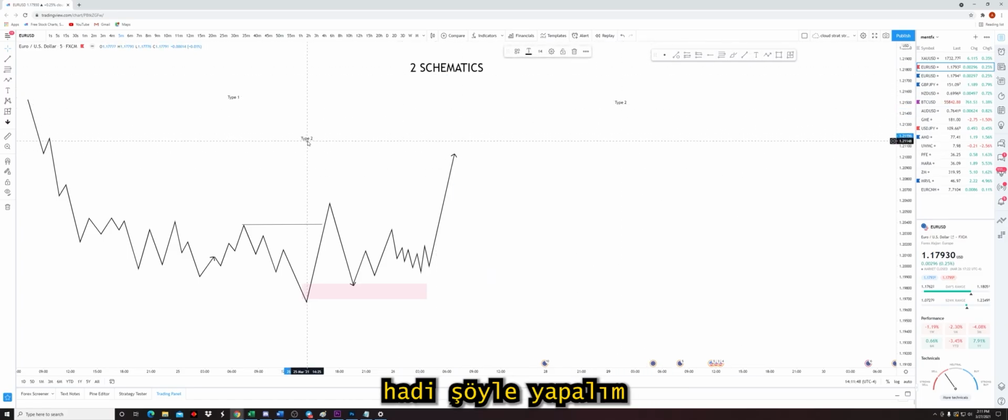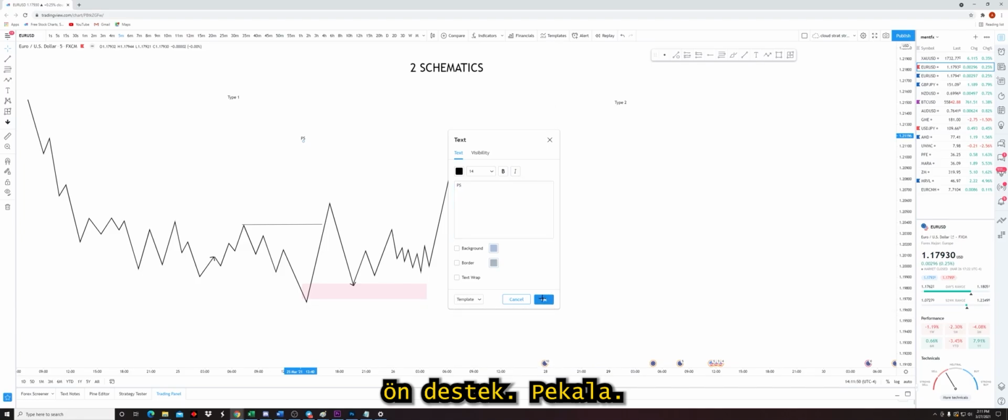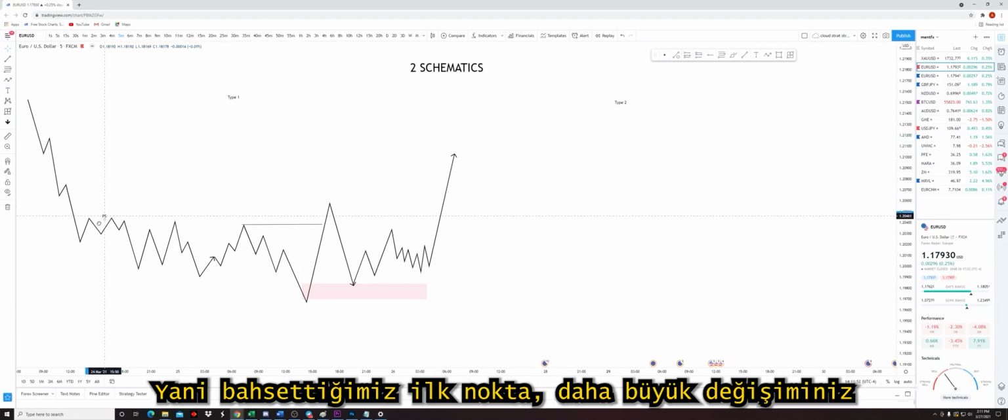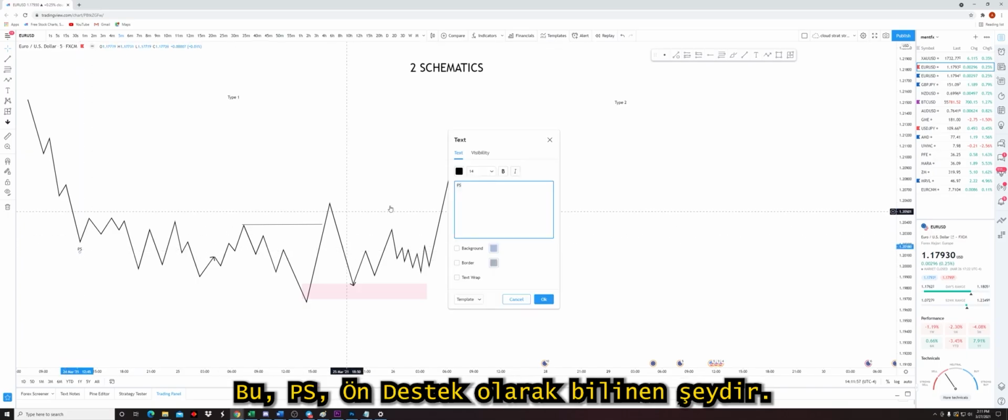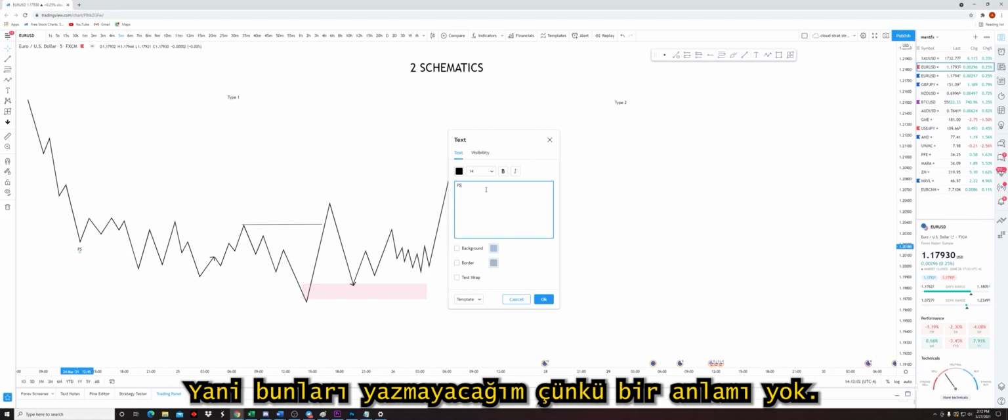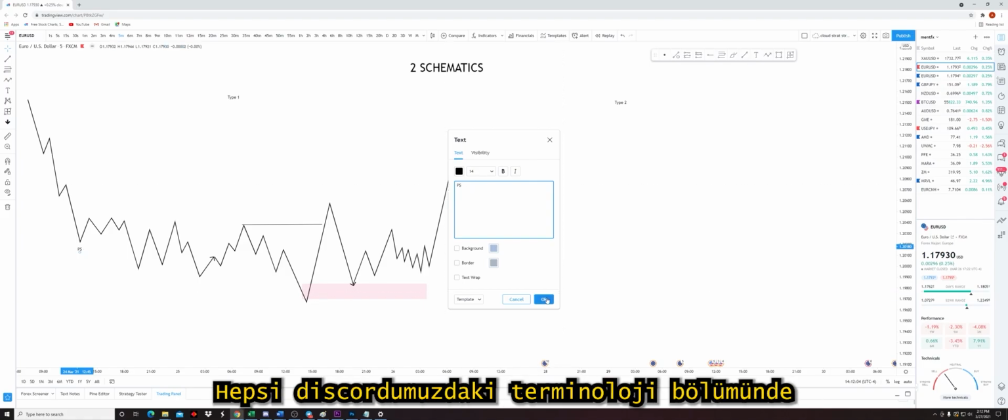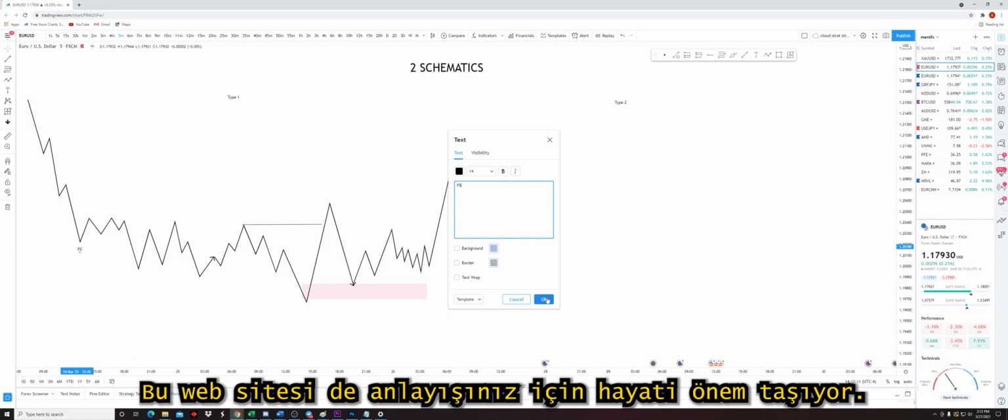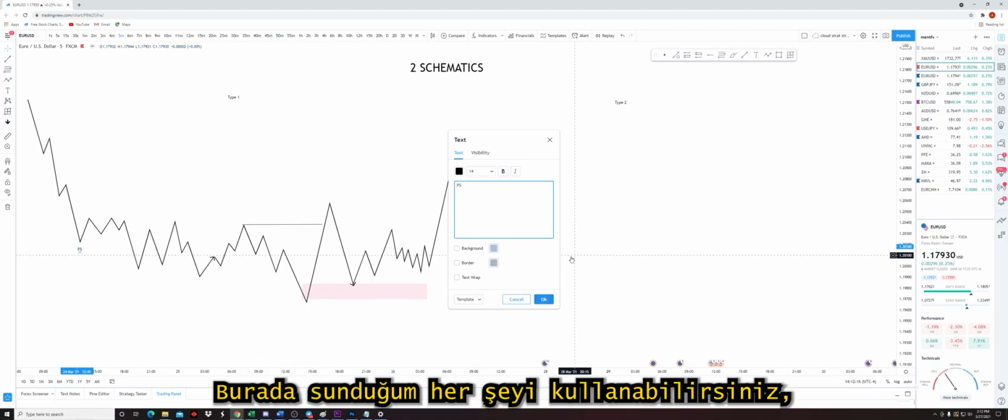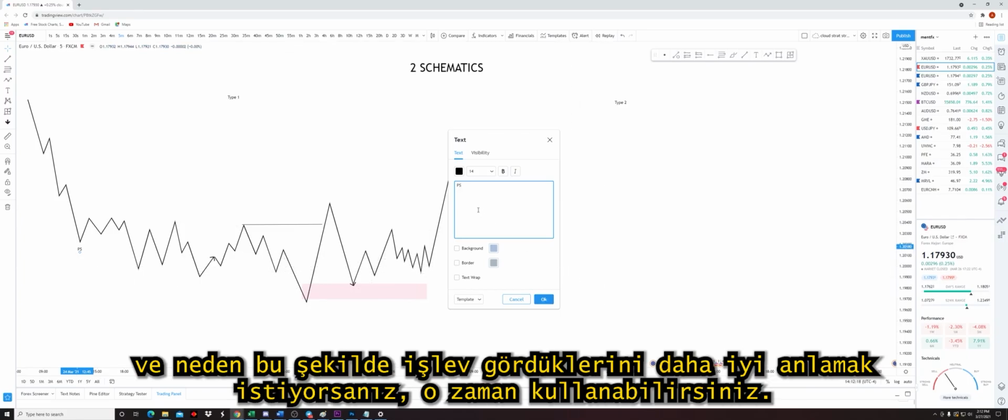Okay, so ultimately, let's go like this. Preliminary support. All right, so your first point that we spoke about, which is your bigger change, is your preliminary support. That is what is known as PS, preliminary support, right? Okay, so I'm not going to type them out because there's no point. They're all in the terminology section in our Discord, as well as on the Star Charts website available in section 3. That website is vital as well to your understanding. Now, you don't need it. You can use everything that I'm presenting here, but if you want a better understanding of what these zones are and why they function the way they do, then you can.